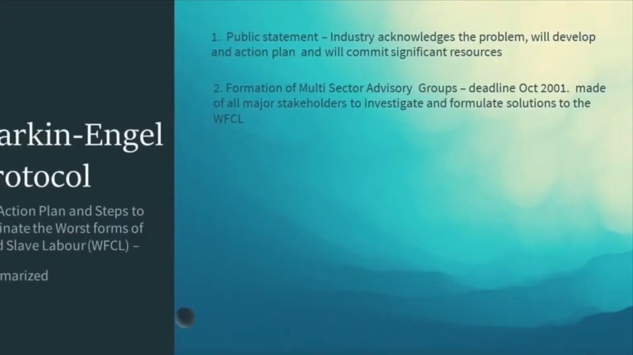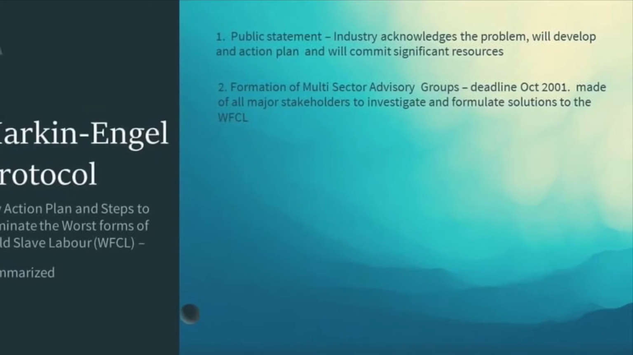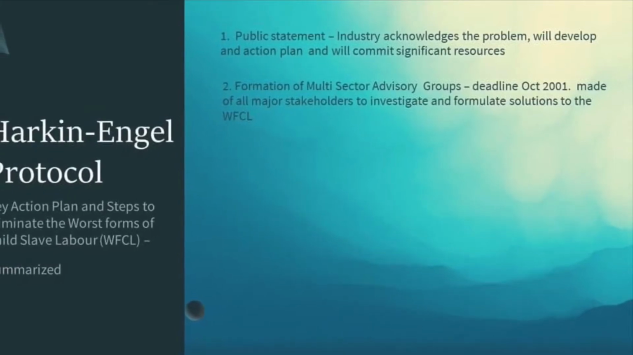So the cocoa industry actually had to acknowledge that there was a problem with forced child labor and they were going to commit to solving the problem. Number 2, a formation of multi-sectoral advisory groups. Now this protocol also had deadline dates on it. So this was supposed to be done by October 2001. An advisory group will be formed, and by December 2001, they will come up with remedies and formulas to address the worst forms of child labor.